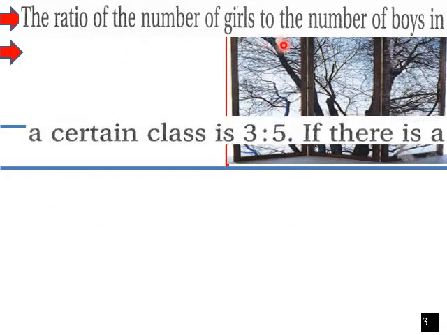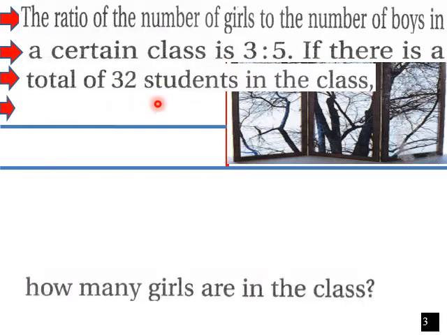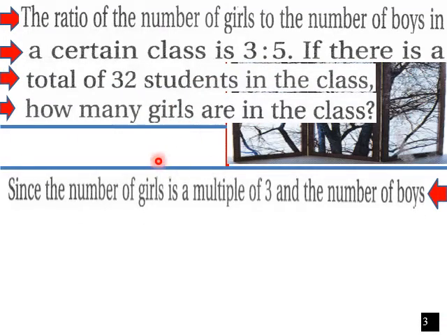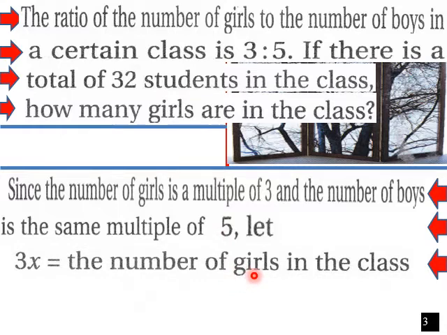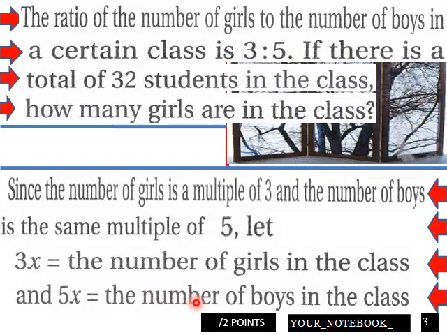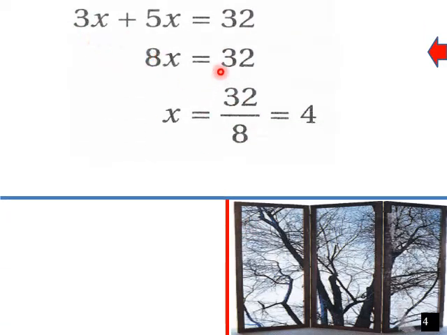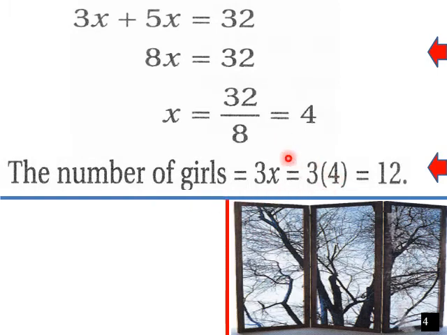The ratio of the number of girls to the number of boys in a certain class is 3 to 5. If there is a total of 32 students in the class, how many girls are in the class? Since the number of girls is a multiple of 3, and the number of boys is the same multiple of 5, let 3x be the number of girls in the class, and 5x be the number of boys. This goes in your notebook. So we have 3x plus 5x equals 32, 8x equals 32, and then we solve for x. Then we plug that back into our original expression, and we get 12.